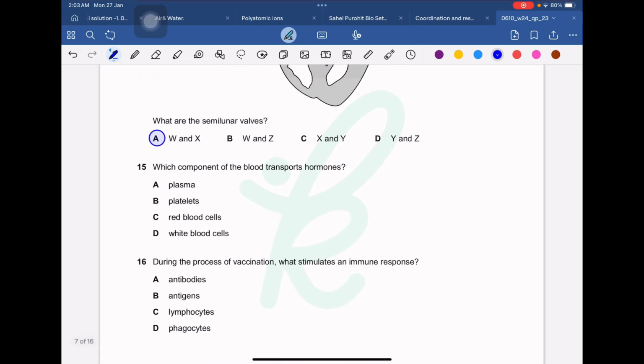Let us move on to the next question. Which component of the blood transports hormones? Now we know that when I talk about the blood, it comprises two parts, which are the plasma and the cells. In that, the plasma carries the hormones, salts, minerals, urea. So that's why the answer for this question will be A. Whereas RBCs, WBCs and platelets are the cells.